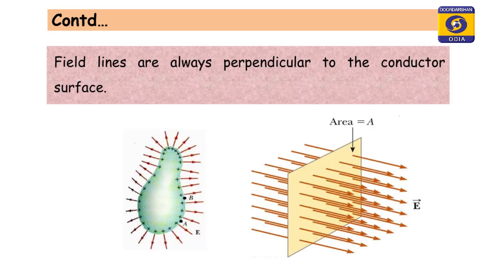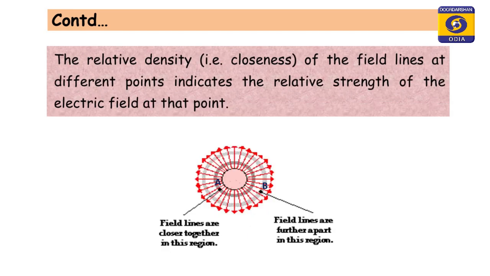Okay. Next property, field lines are always perpendicular to the conductor surface. Also, you are seeing this picture, that is in a plane sheet how the electric field lines are perpendicular to the surface, and in a curved surface also at each and every part of the curved surface field lines are perpendicular. Okay. Next, the relative density, that is closeness of the field lines at different points, indicates the relative strength of the electric field at that point.